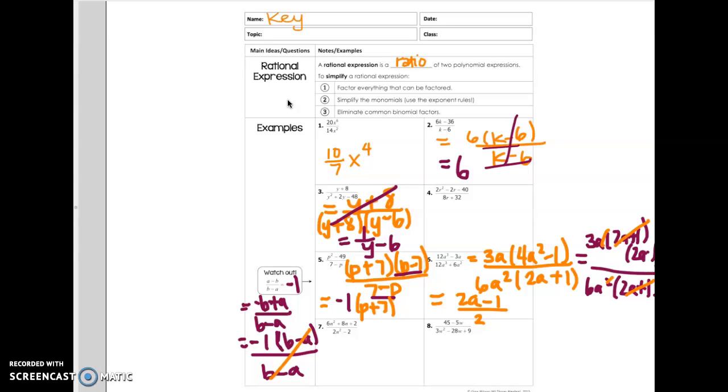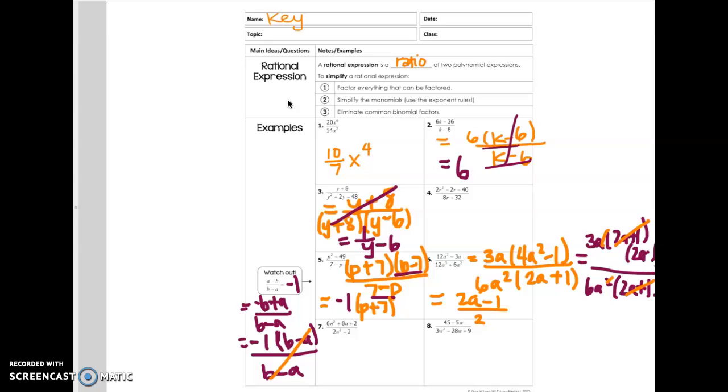So the very first thing we always want to do, factor everything that we possibly can, and then we want to simplify using any exponent rules or cancel out any common factors. Okay, and then we should be fully simplified. So just going through a couple of examples.